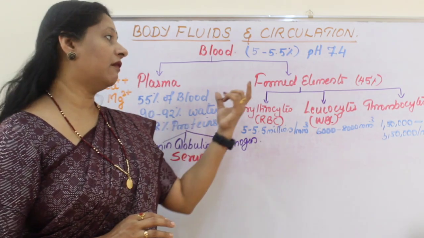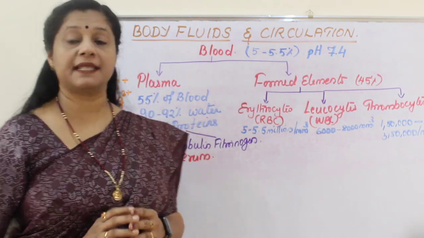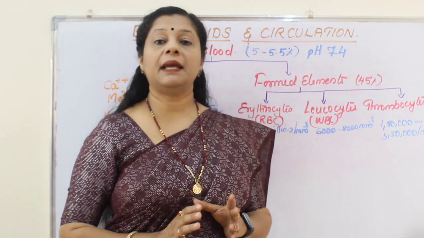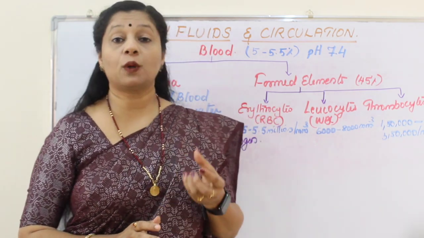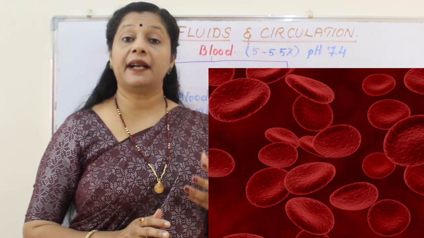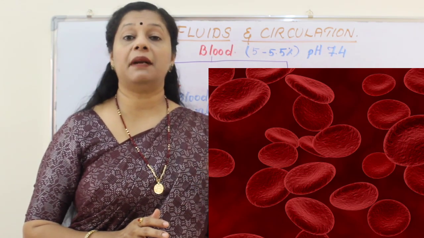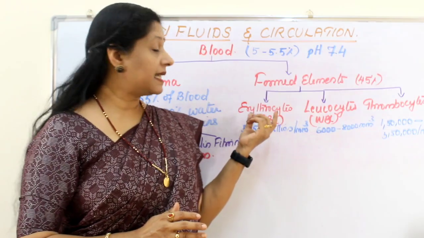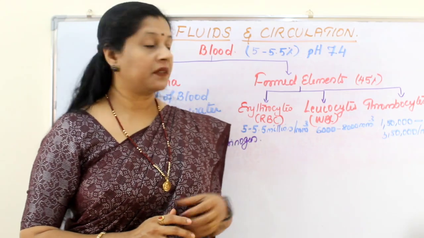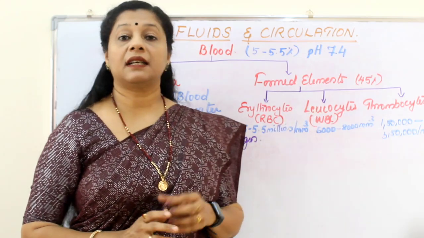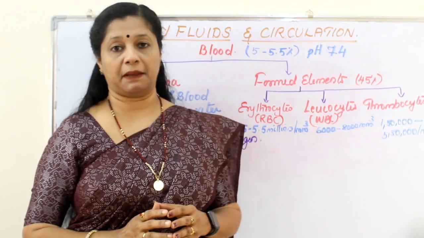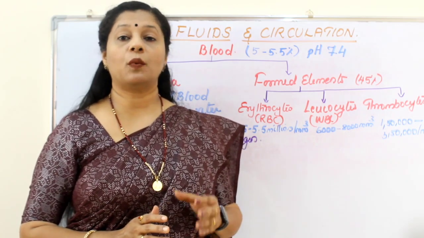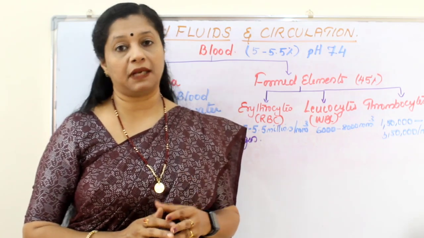So now let's see the formed elements of blood or the blood cells in our blood. There are three major blood cells in our blood. They are erythrocytes. Erythro means red. So they are the red blood cells, or we call them as red blood corpuscles. Erythrocytes are otherwise called a RBC. Leukocytes are the colorless blood cells which lack hemoglobin pigment. They are otherwise called a white blood corpuscles or white blood cells.